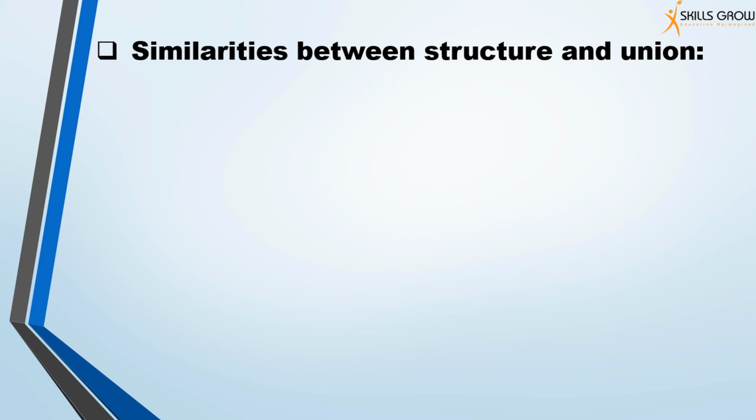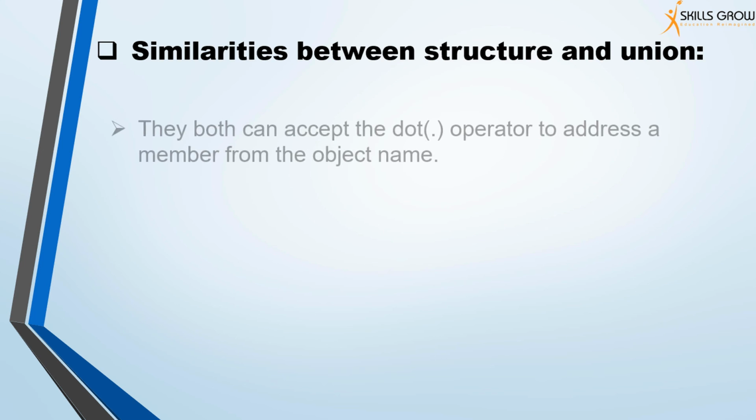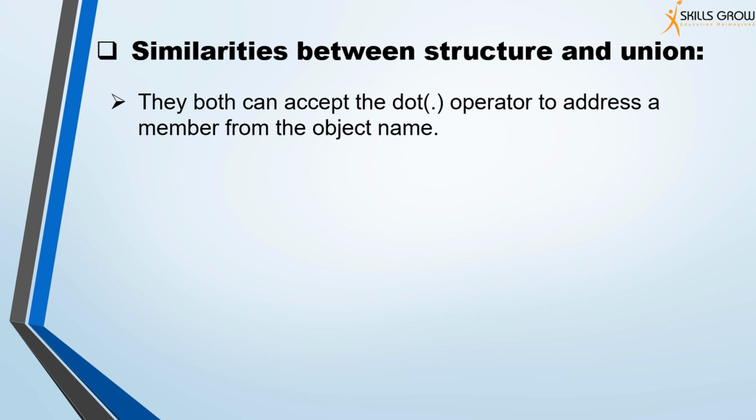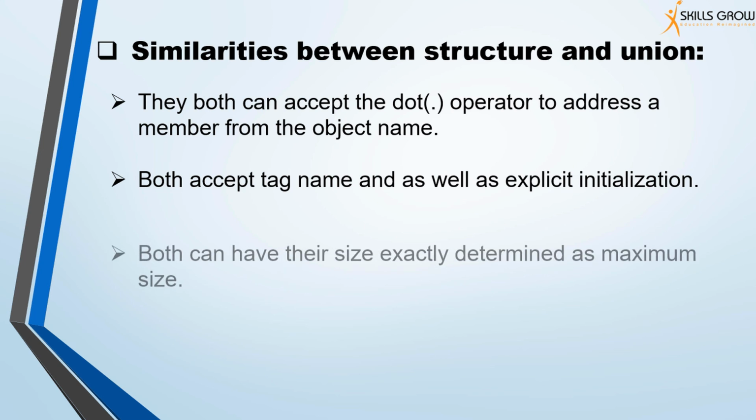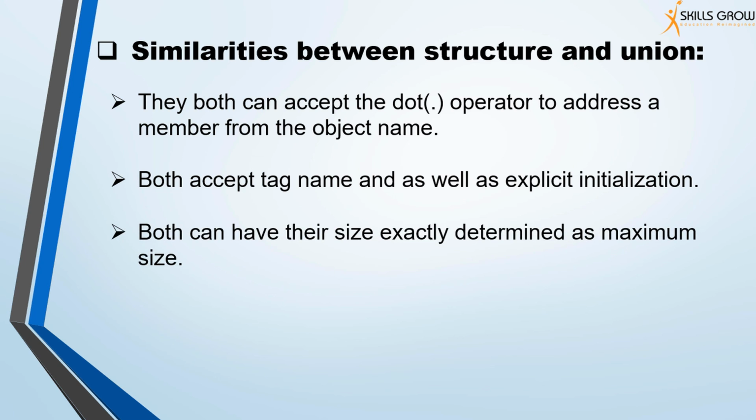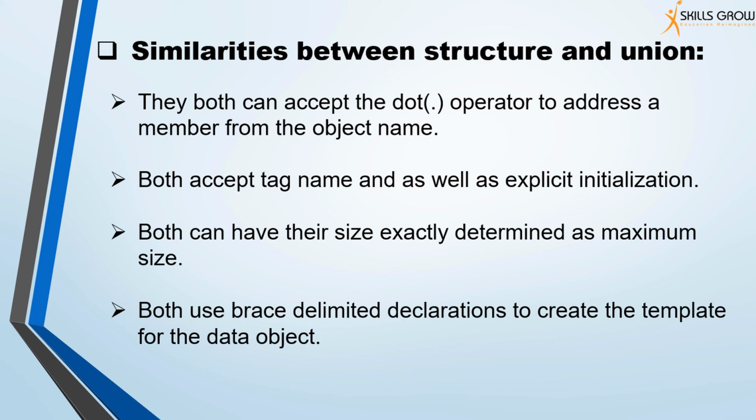Similarities between structure and union. Both structure and union can accept the dot operator to address a member from the object name. Both can accept the tag name as well as explicit initialization. Both union and structure have their size exactly determined as the maximum size. Both use brace delimited declarations to create the template for the data object.